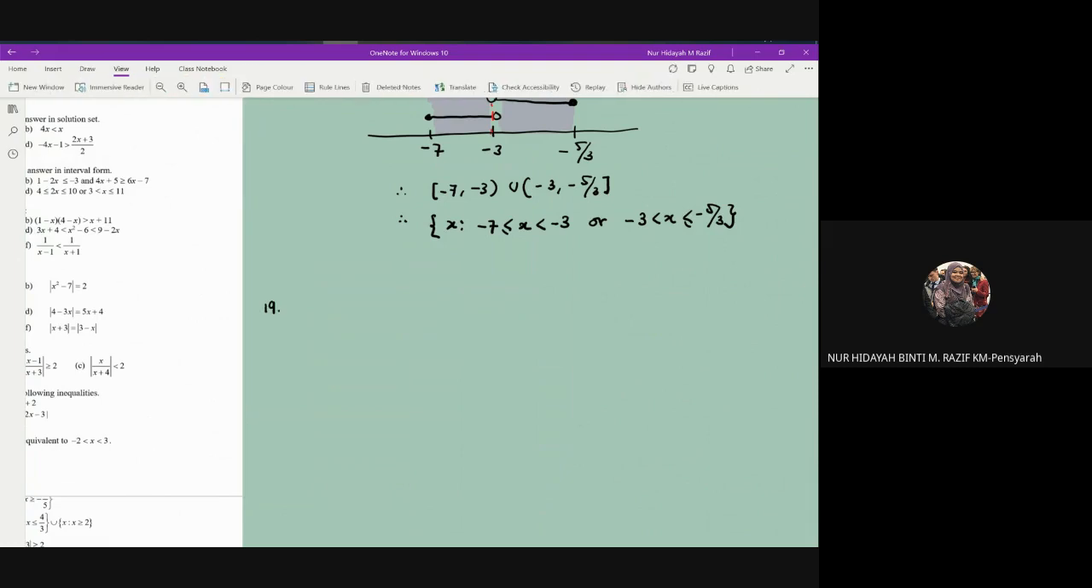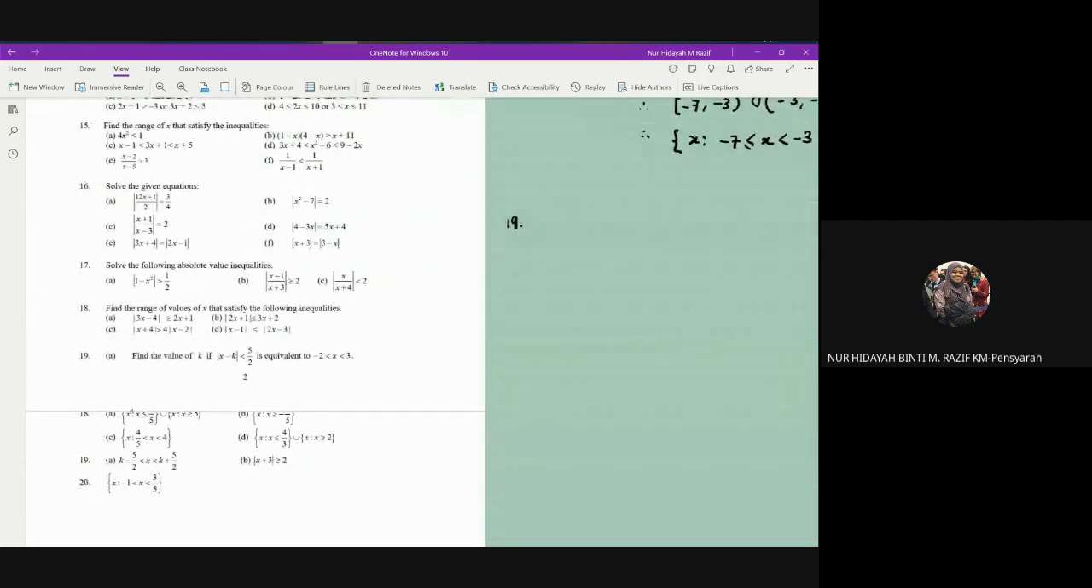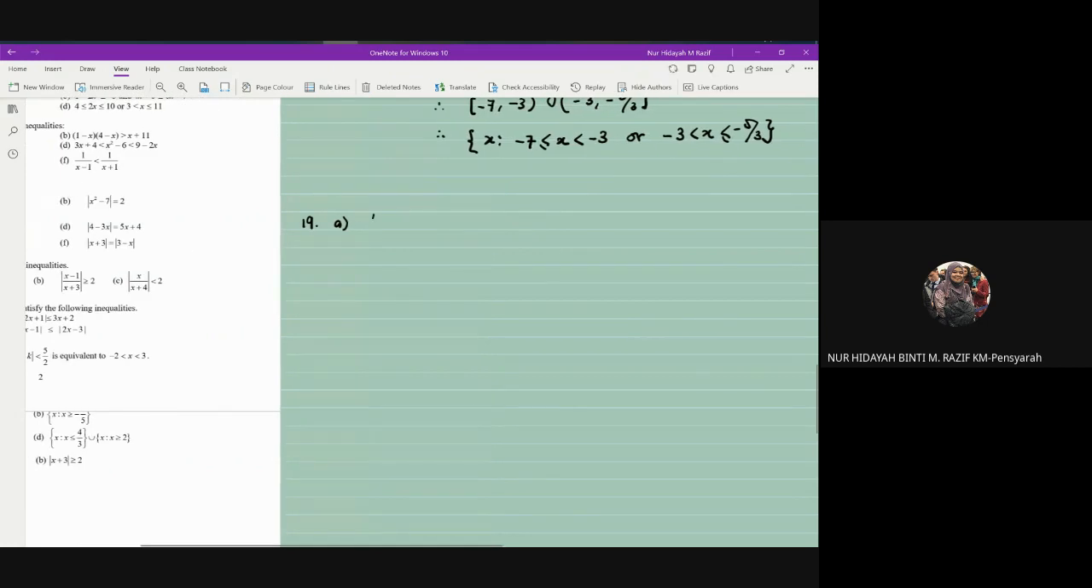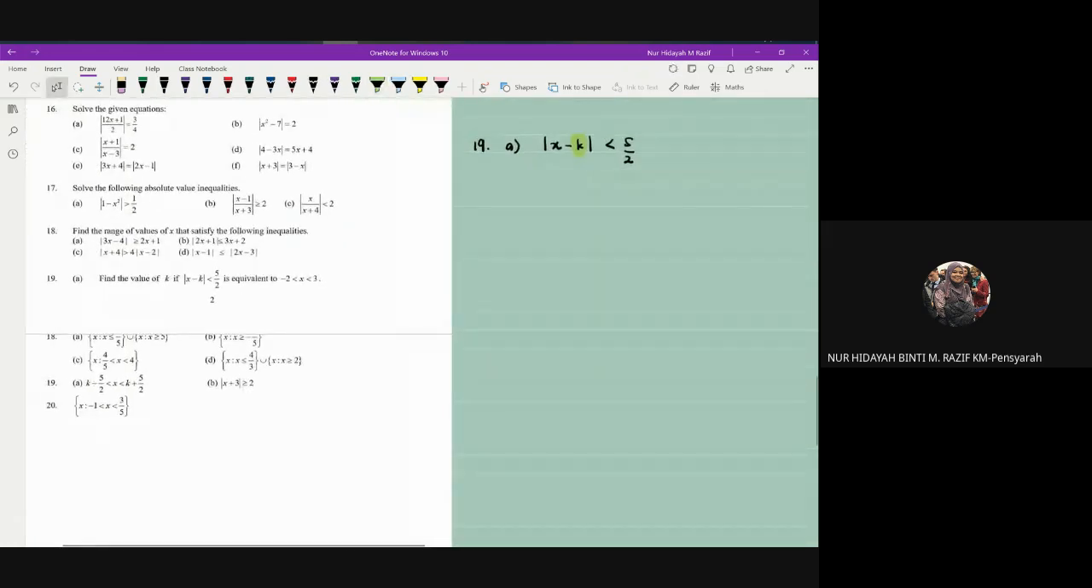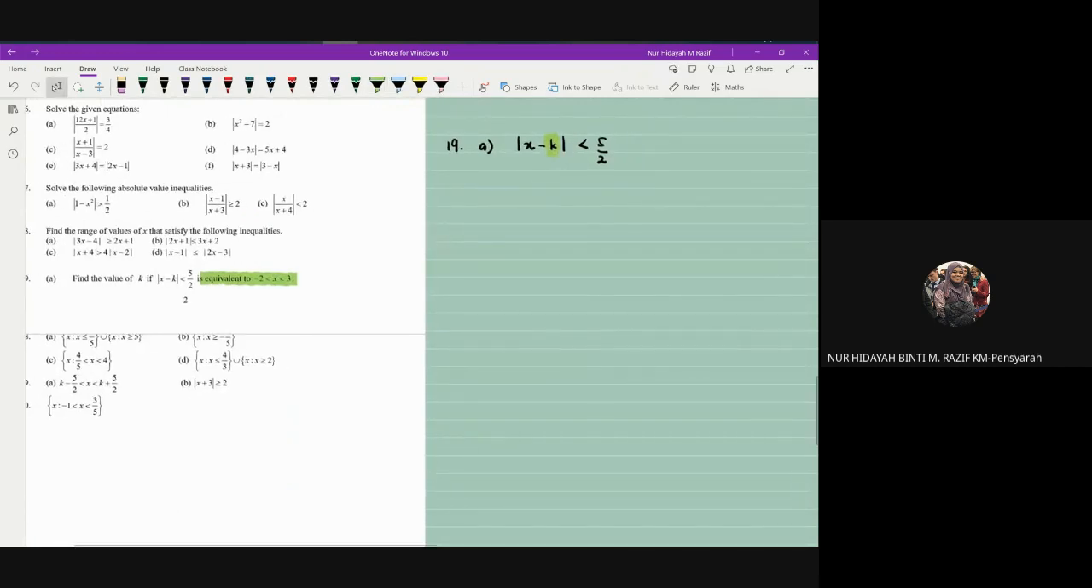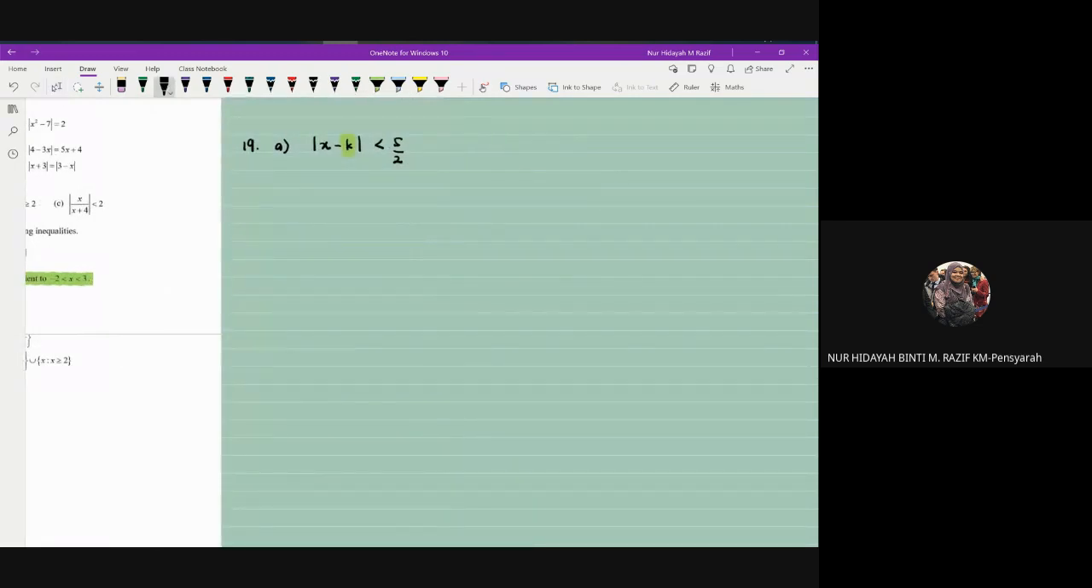So look at question 19. Okay, dia kata 19A, please find the value of K. Kita nak cari K. Sekiranya if you are given absolute value of X minus K is less than 5/2. Okay, so tengok dekat sini kita ada K dalam absolute value tu. This is my K. Nak cari nilai K tu macam mana? Now dia bagi kita extra info. That statement is equivalent to this other statement, iaitu X is between -2 and 3. So you have X greater than -2 less than 3.